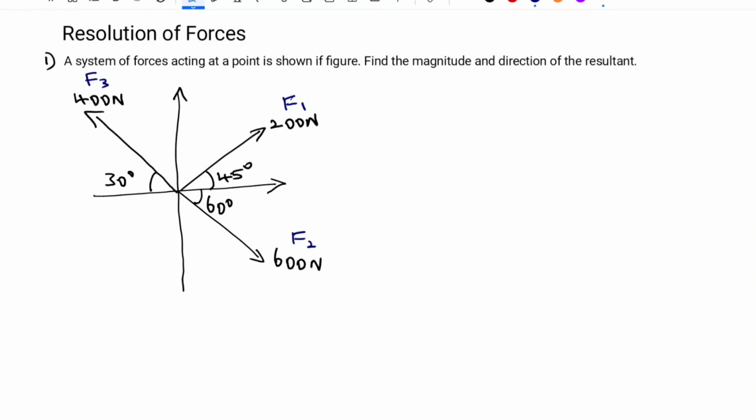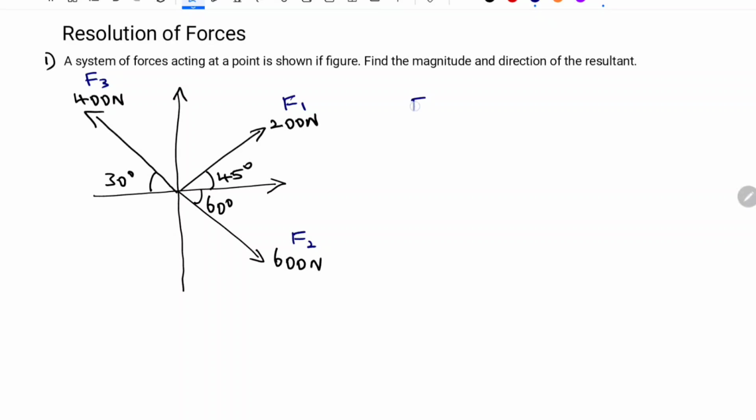In this problem, the angles are directly given from the horizontal side. So as we discussed in the previous video, if the angles are given from the vertical side, for simplicity, you can make it from the horizontal side and you can proceed with the problem. So now, first I am going to resolve the forces into horizontal and vertical component.